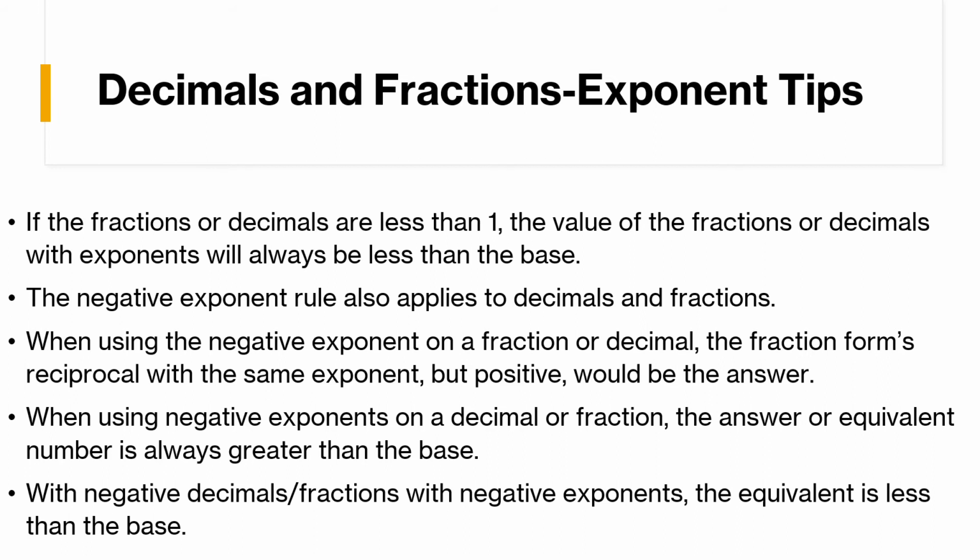When using negative exponents on a decimal or fraction, the answer or equivalent number is always greater than the base. With fractions or decimals with negative exponents, the equivalent is less than the base. For example, 4 to the power of 1/2 or 0.5, which is equivalent to 2.